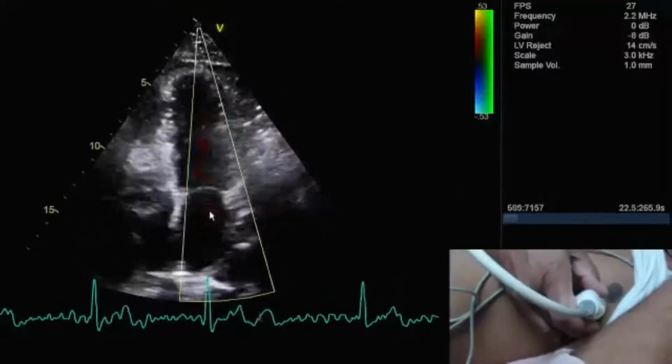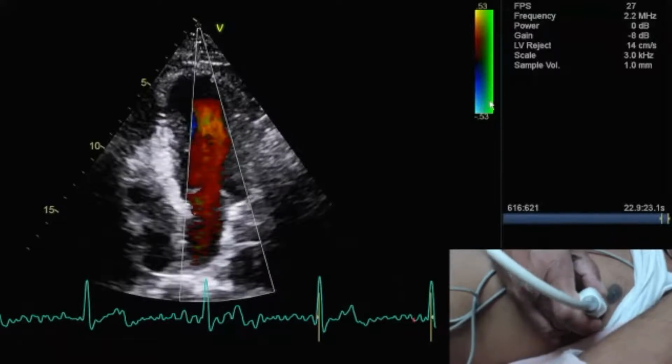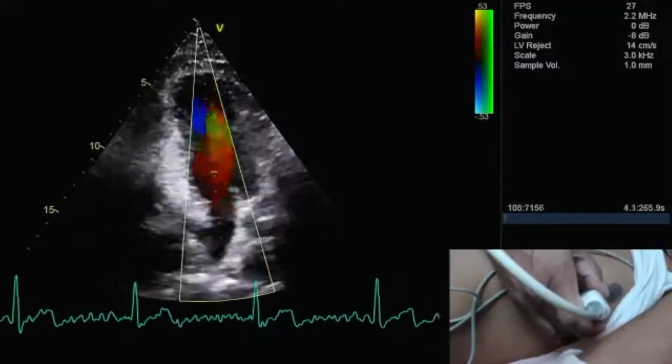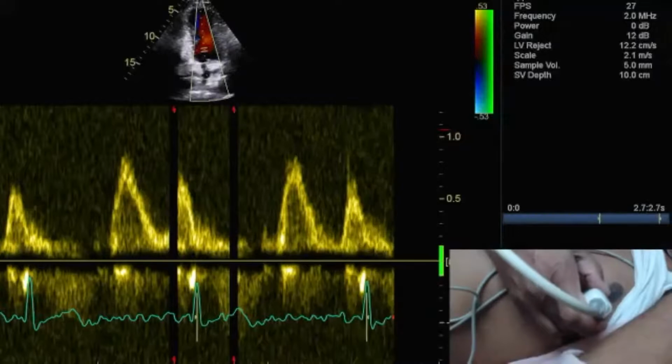So in this case, if the velocity of the flow towards the transducer is more than 0.53, it will start showing the velocity on the other side, in blue color. Now remember the colors of the rainbow, the Vibgyor: violet, indigo, blue, green, yellow, orange, red. Looking at this velocity, I can say the velocity is more than 0.53 meters per second. So I'm keeping a sample volume over here, and the velocity is almost 0.83 or 0.88.